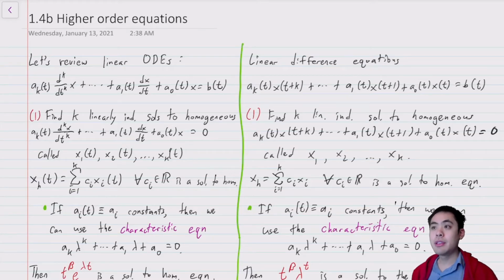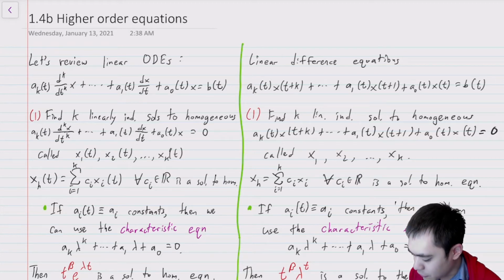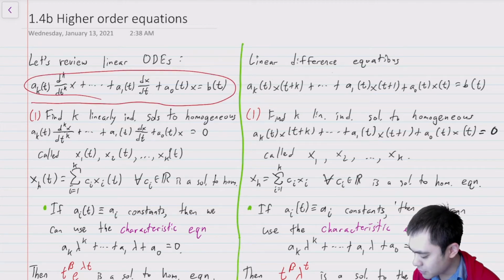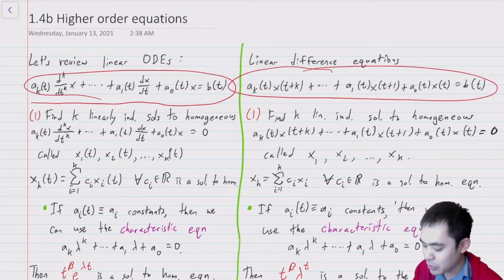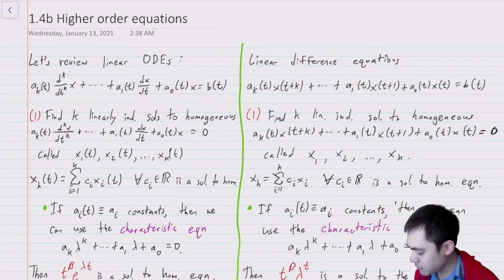Welcome back. In the previous video, we reviewed some of the similarities between solving higher order linear ODEs and solving higher order linear difference equations. Let's go back and make some of that a bit more concrete and give some examples on how you might do that. So the first thing you might notice is that the form of our linear ODEs is really quite similar to the form of the linear difference equations when you write them in the right way.